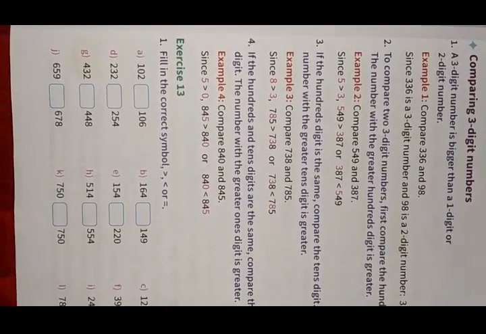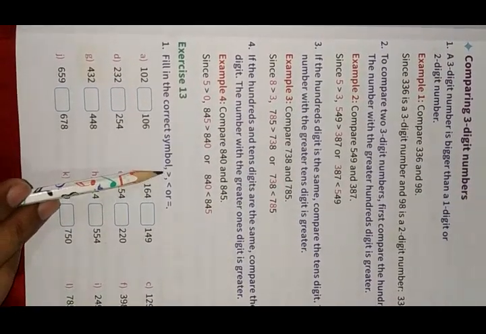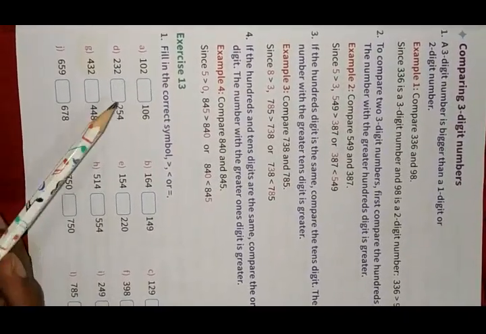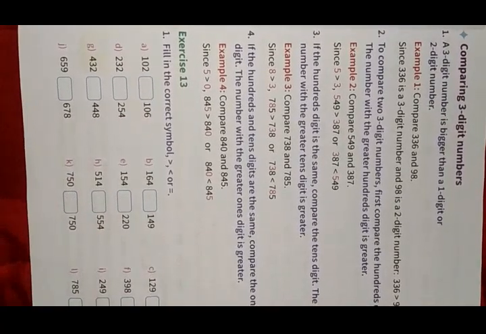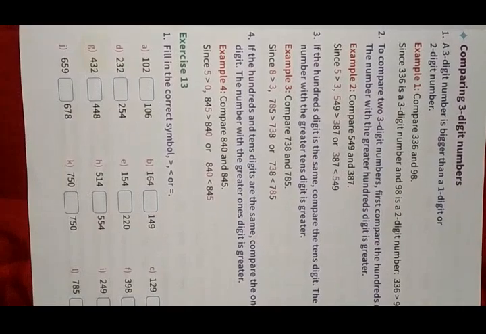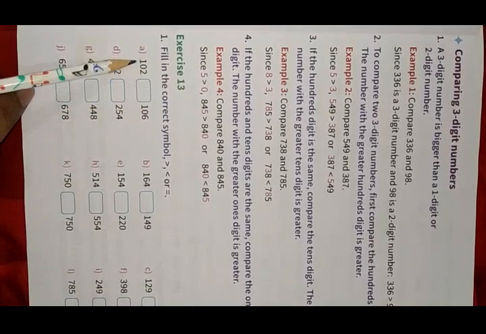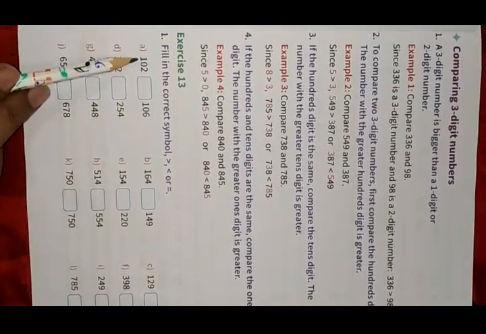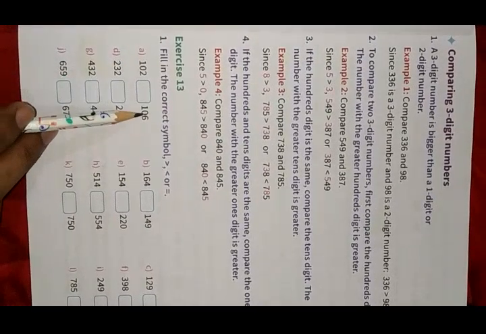Exercise 13. Fill in the correct symbol, greater, smaller or equal to. Okay, we have to compare 3-digit numbers. Okay, first is 102 and 106. Now when we compare two numbers, first we have to check the greatest place value digit. The greatest place value digit is 1 in both numbers, so the first digit is the same. Now comes the second, 0 is the same.